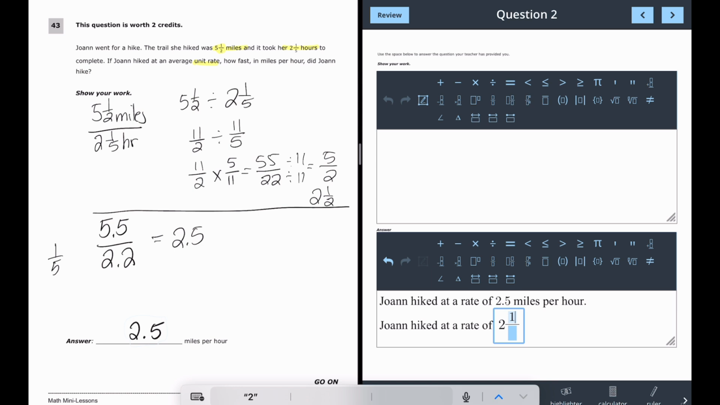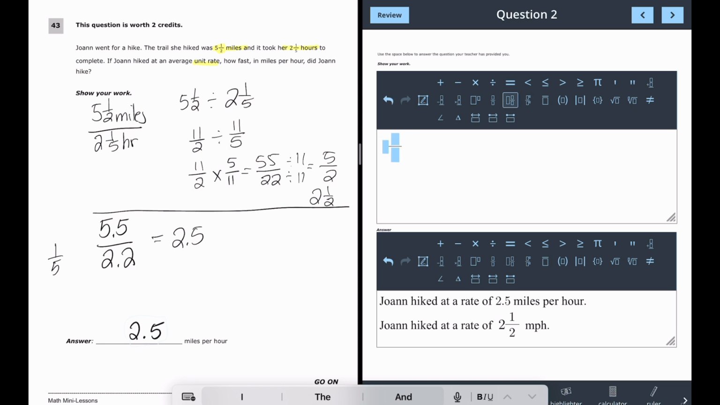2 1/2 miles per hour. Either one is fine. All right, so let's actually show our work for this. And if I did the decimal way, I would just show where I got my numbers from. That's all teachers really want to know, is like, where'd you get your numbers from?